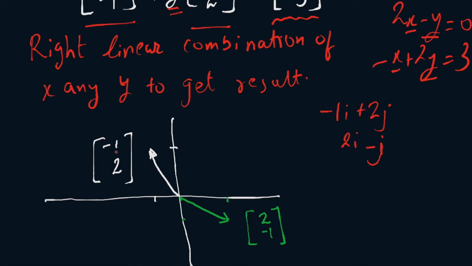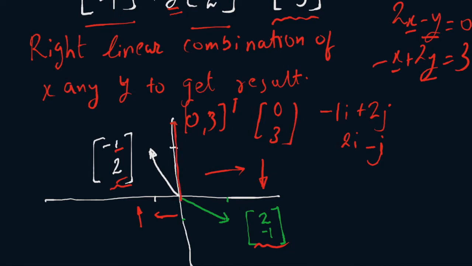Our first vector is minus 1 and 2. What we will do is move minus 1 here and plus 2 upward. For 2 and minus 1 we will move 2 on the x-axis and minus 1 on the y-axis. Now we need to find the values of this column so that we can reach the point 0 and 3. Our final answer is 0 and 3. So this is the vector 0, 3. Now we need the combination of this vector and this vector to reach 0, 3.